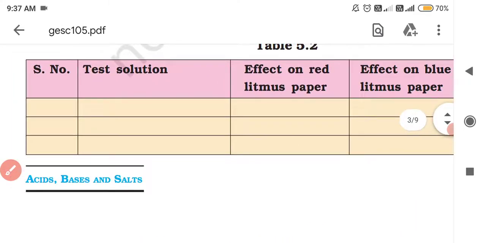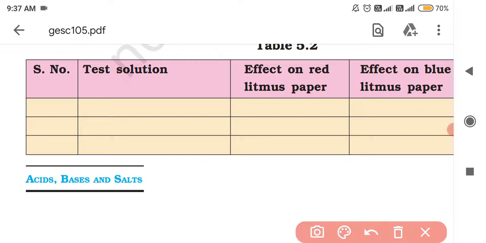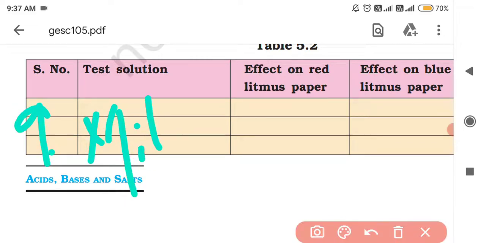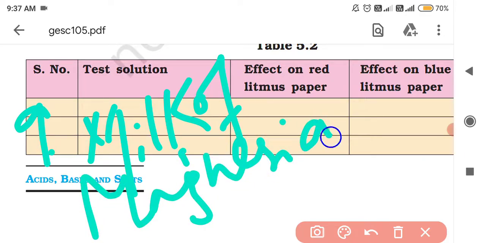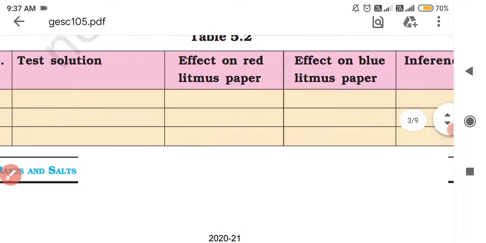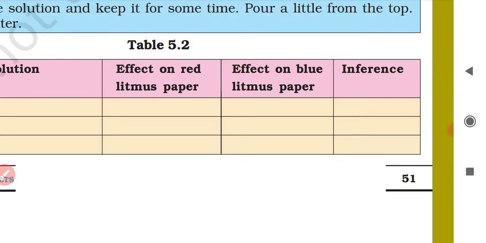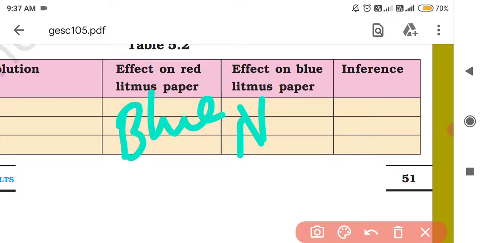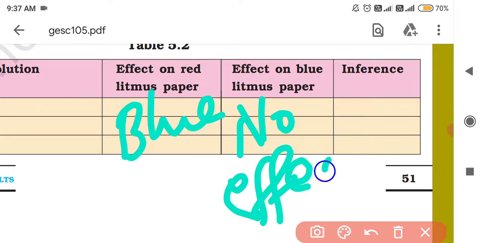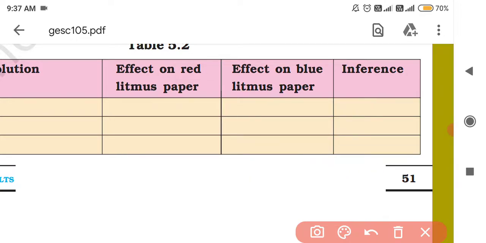Okay, next is milk of magnesia, that is magnesium hydroxide. Milk of magnesia is basic in nature. Magnesium hydroxide is used as an antacid for indigestion. So the effect on red litmus paper is that it will change the color of red litmus paper to blue, and there will be no effect on blue litmus paper. Okay, and as inference we can write, it is basic.